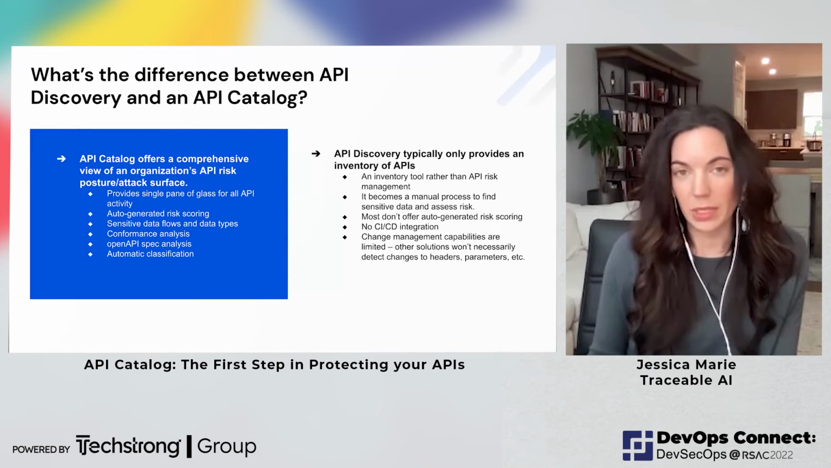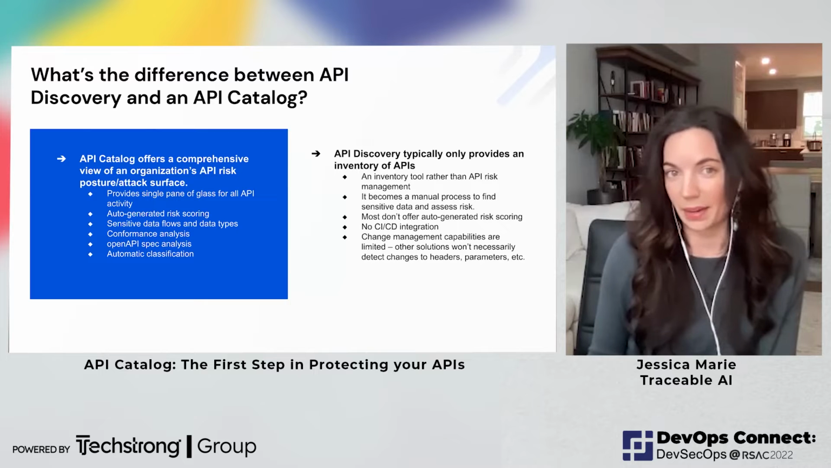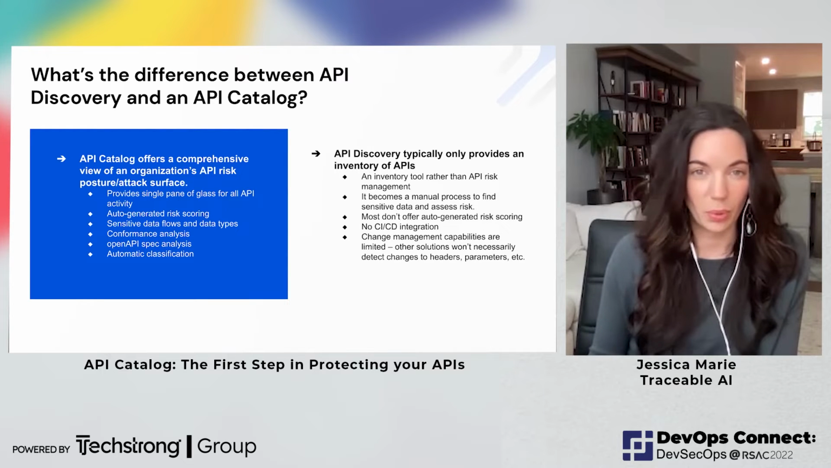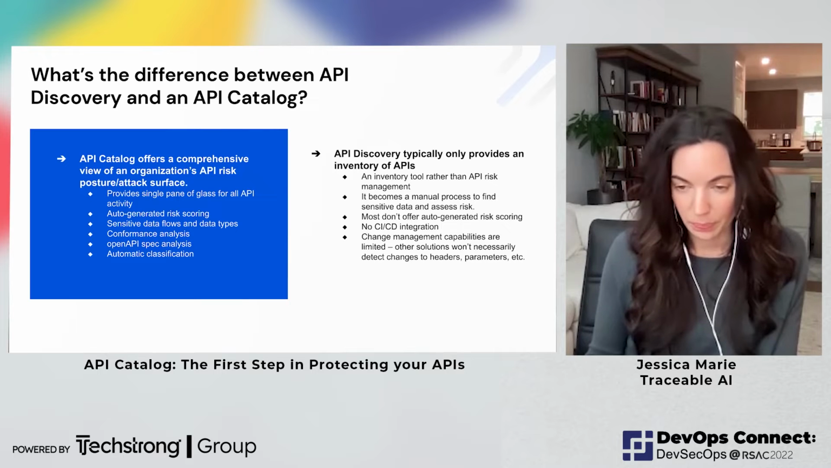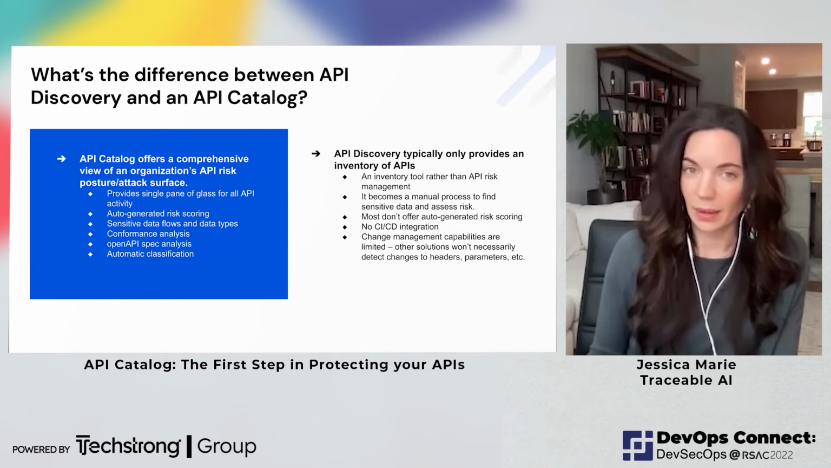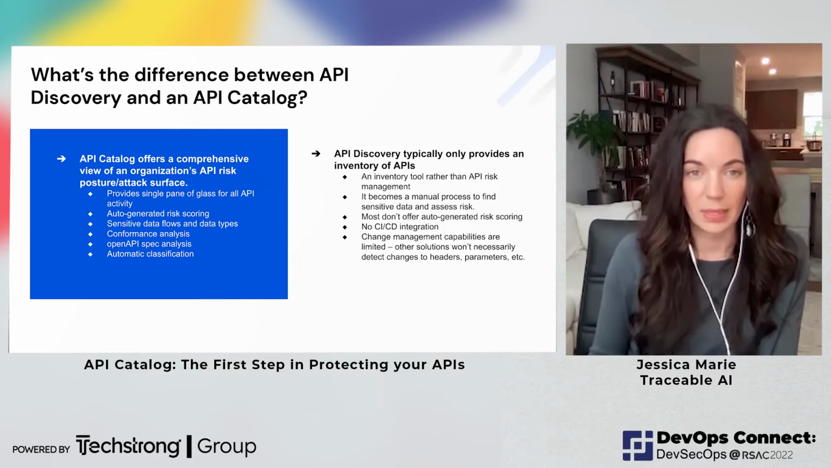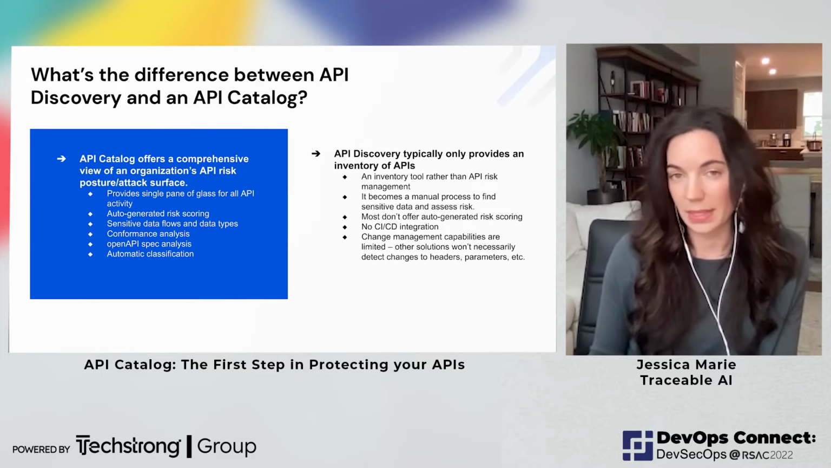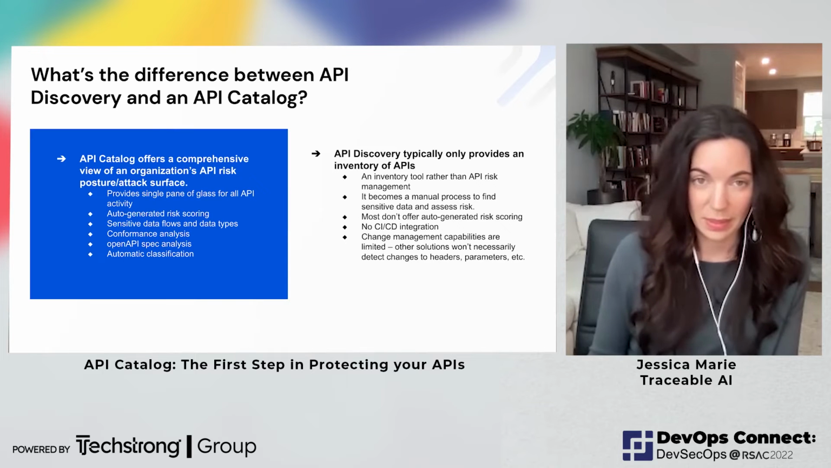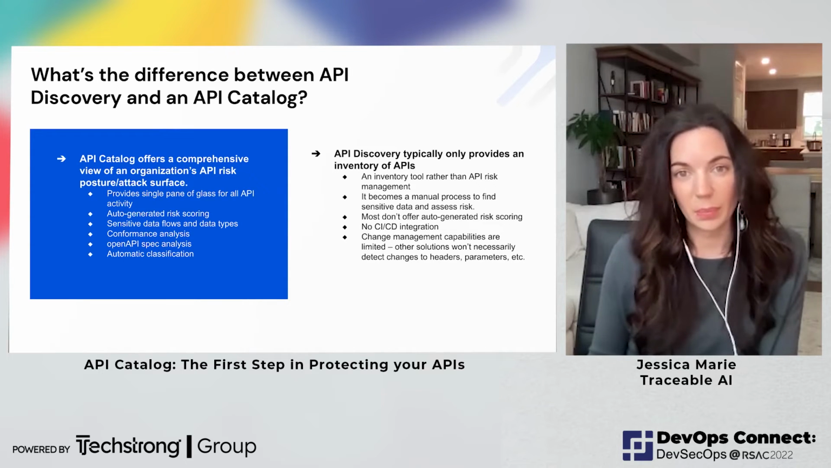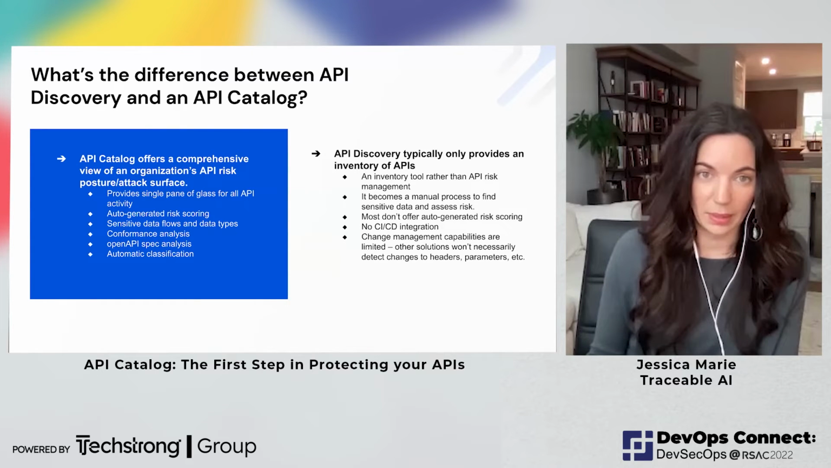But what's really the difference between API discovery and an API catalog? So there are several important points here to consider. For starters, an API catalog is giving a much more robust and comprehensive view of your organization's API risk posture and its attack surface, whereas discovery is typically only providing an inventory of your APIs.